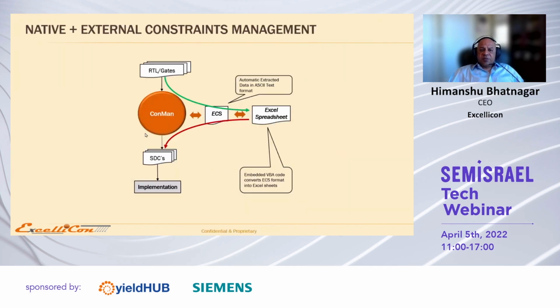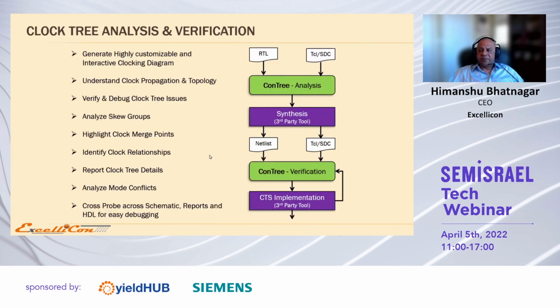Finally, for the management on the constraint side, we also have interfaces natively. You can manage all the different modes and the different constraints for each block. Or you can write out a text file called an ECS file, which goes straight into an Excel spreadsheet. And here you can do the management of your constraints. You can add clocks, delete clocks, change the values, do whatever you want, and then write back into the ECS and into the SDC here. So this is all part of that.